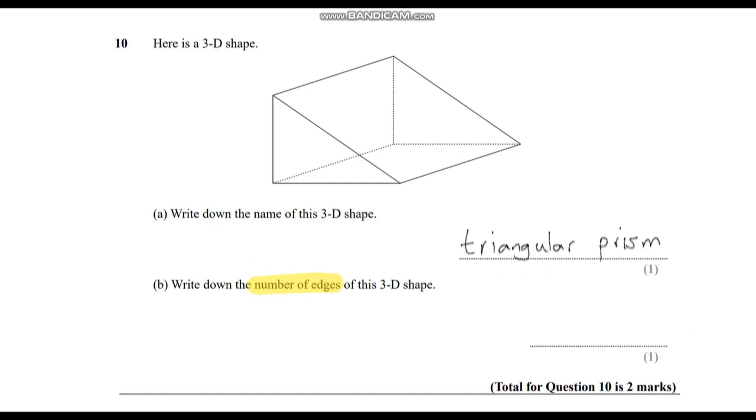So let's just remind ourselves what an edge is. Well, these are edges. So we've got 1, 2, 3. Now let's do the back. We've got another 3 at the back. So 4, 5, 6. And now we've got 7, 8, and 9. So we've got 9 edges in total.